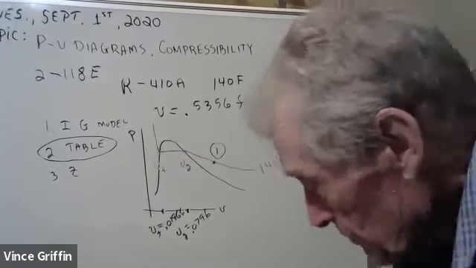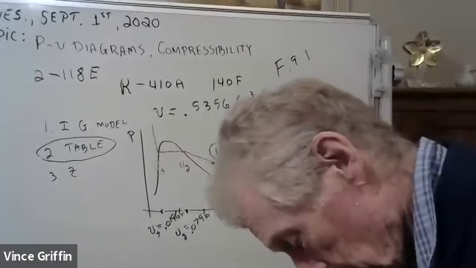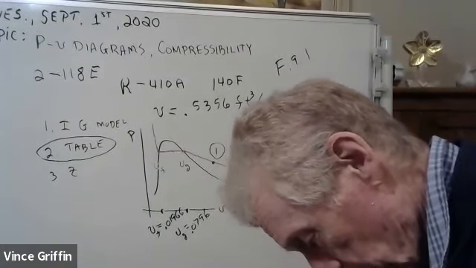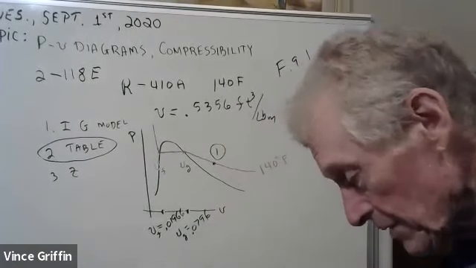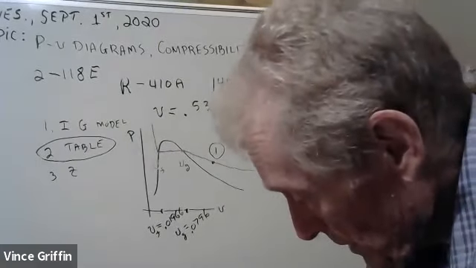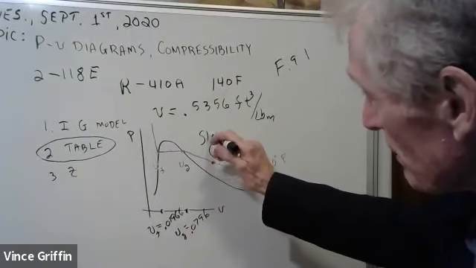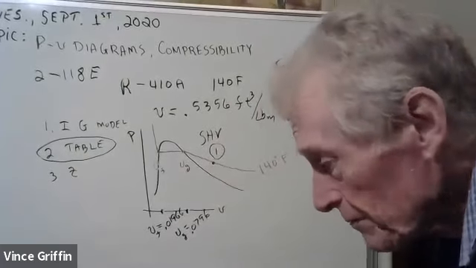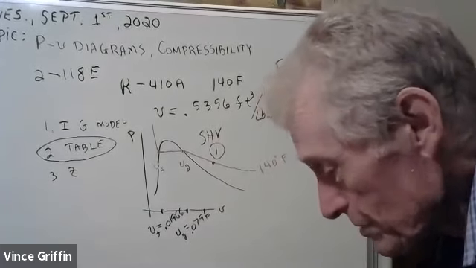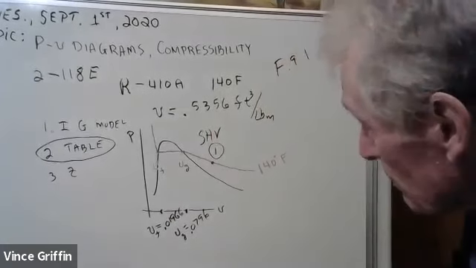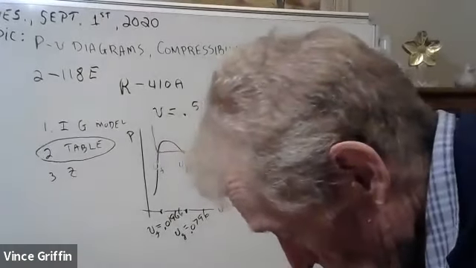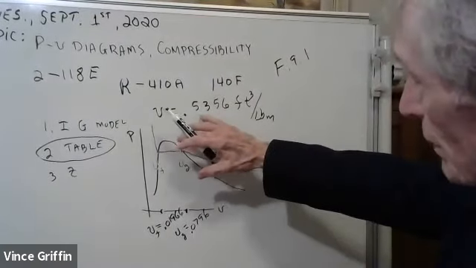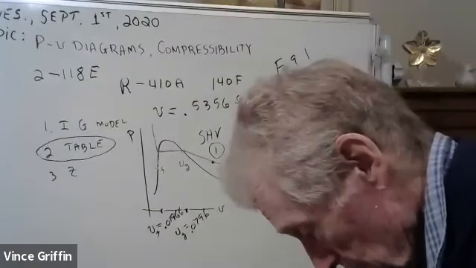But what are we supposed to find? I got lost here. Just a minute. Let me read this. Oh, we're supposed to find the pressure. Okay. Well, we can find it. But see, this is in the superheated vapor region. We're not going to find it on that vapor dome table. So go to the superheated vapor table. And what we need is 140 Fahrenheit with a specific volume of 0.5356.